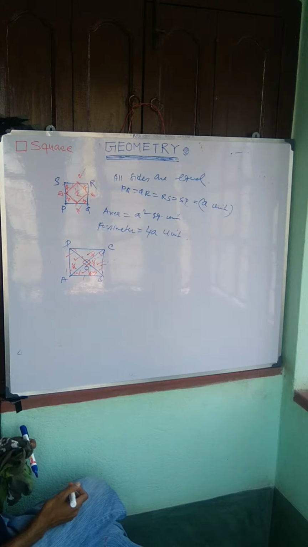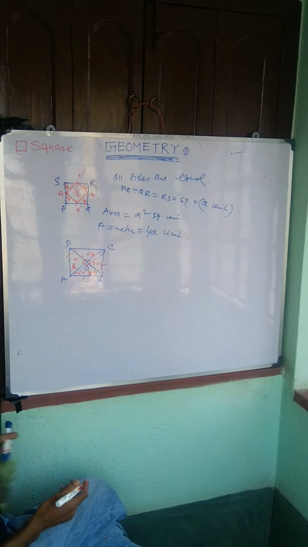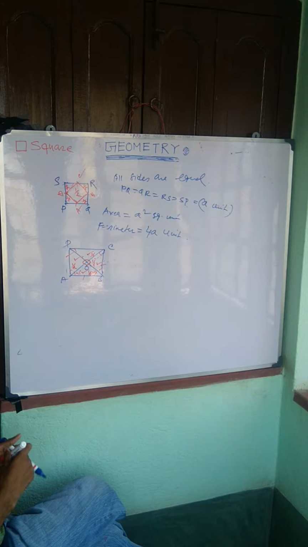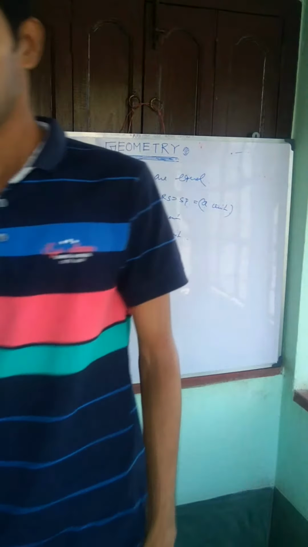So this is the property. I have told you the area and perimeter also, the square properties. Anything missing? Square.